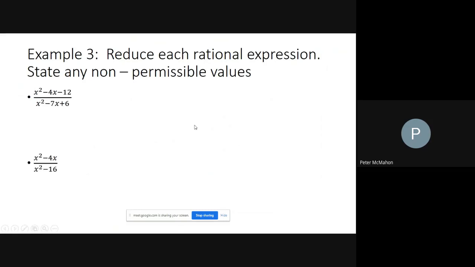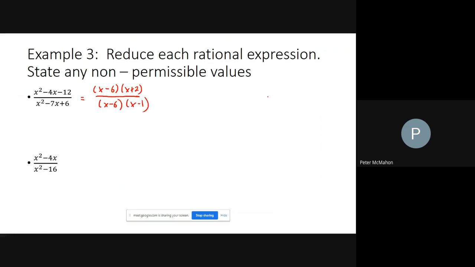Okay, same idea for example 3. It's a bit more difficult because we have a bit more work to factor. In this unit, there's going to be a whole lot of factoring, and I hope that we are getting good with these skills. So the first one, the top factors to x minus 6, x plus 2. Double check that on your own. On the bottom, this factors to x minus 6, x minus 1.